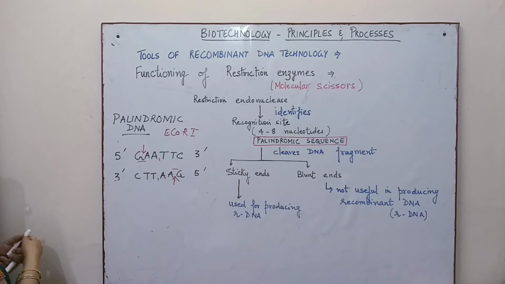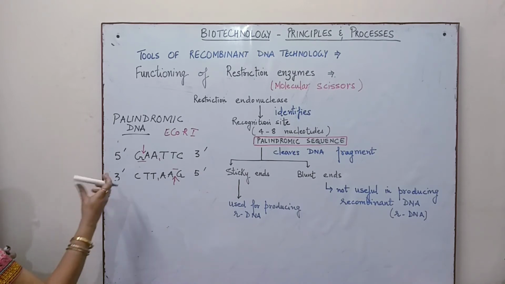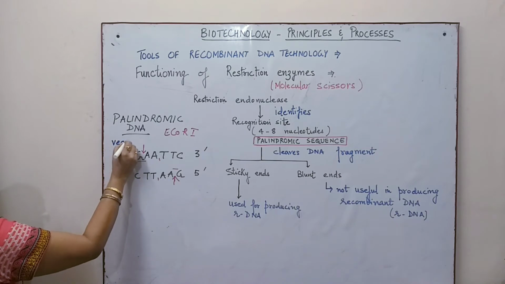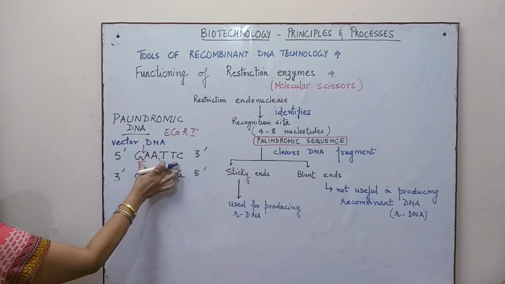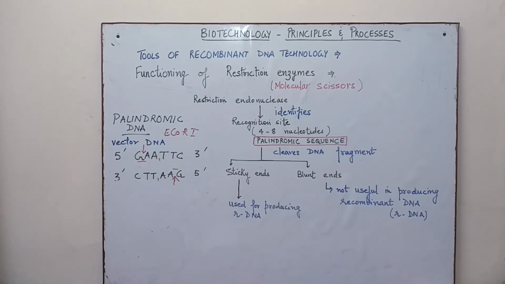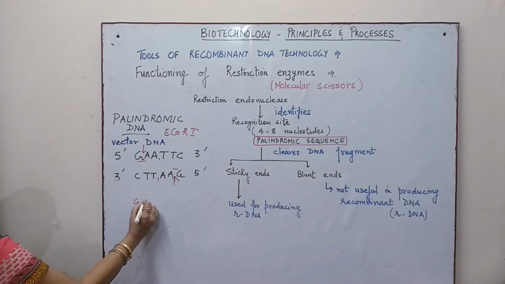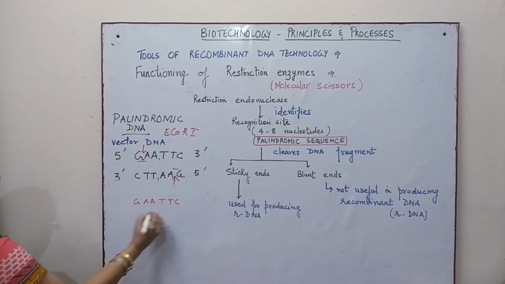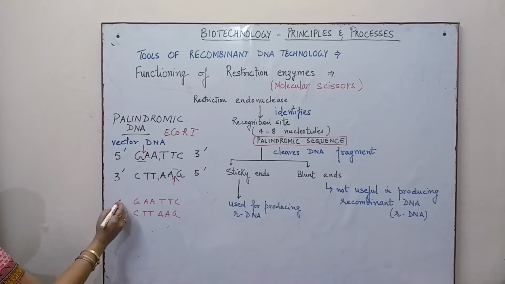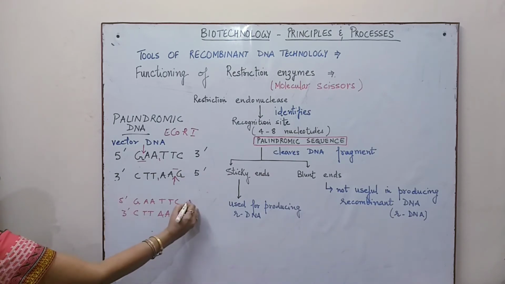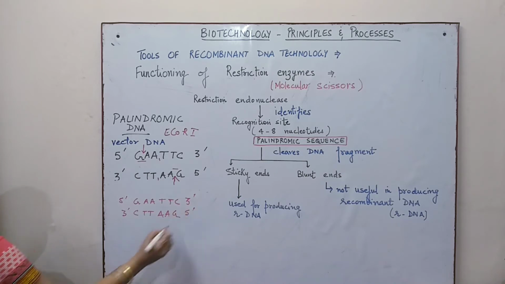Suppose this is the vector DNA, and using EcoRI, this fragmentation has been done. Now, the other DNA is the foreign DNA. Again, the sequence will be the same: GAATTC and CTTAAG. The sequence is the same. In this case, this is foreign DNA.